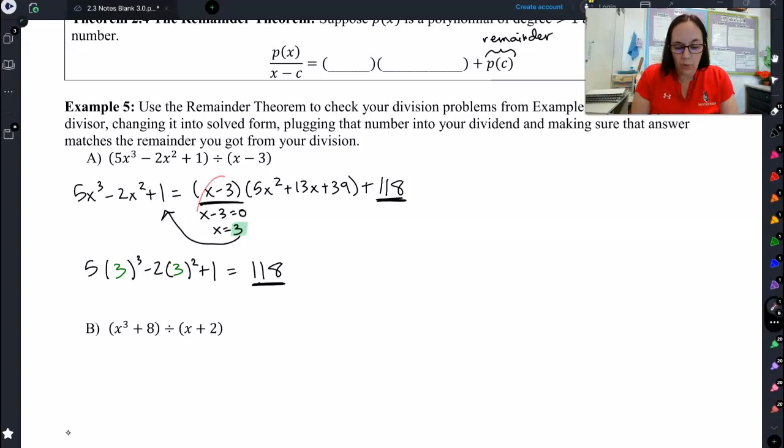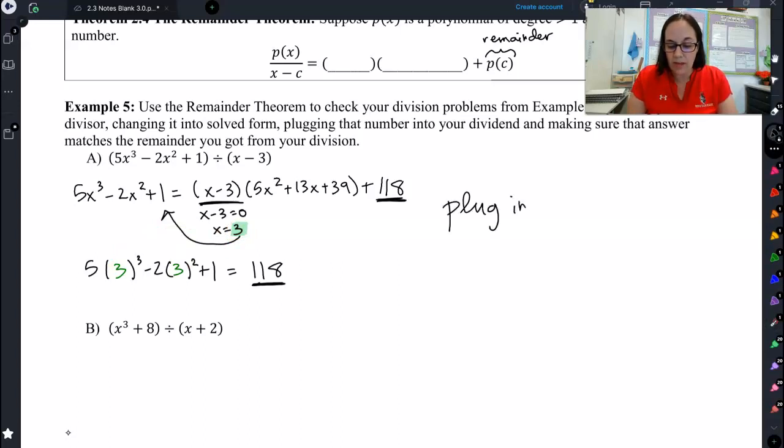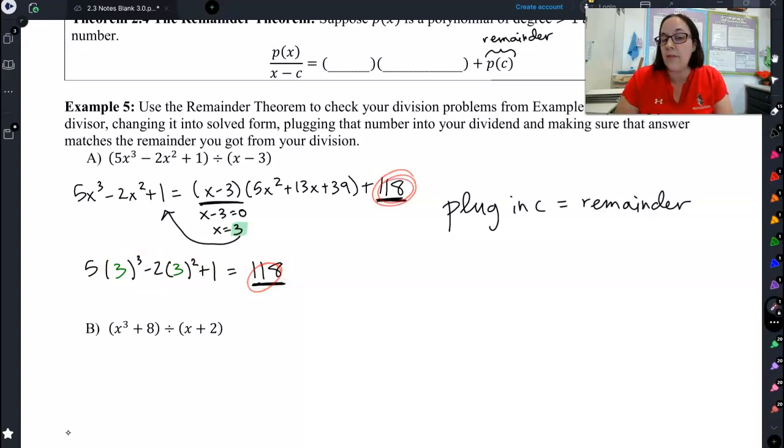So we take what we were dividing by, set it equal to 0, and solve. That gives you your C value that you plug into what you started with. And what we're saying is that when you plug in C, you should get the same answer as your remainder. So this is where the check step comes in. If you plug in C and this answer is different than your remainder, then you know you did your division wrong somewhere. You need to go back and check your work on the division.